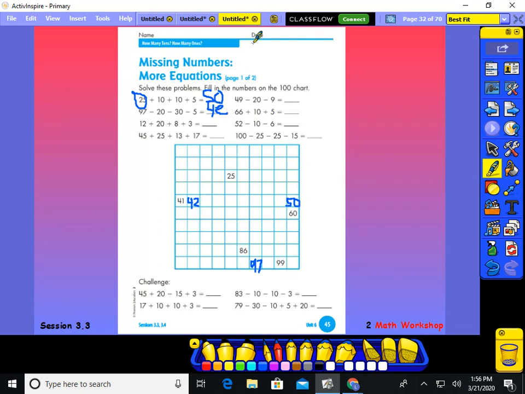Now, if I'm using skinnies and bits on a separate sheet of paper, when we subtract, we build the whole: 30, 40, 50, 60, 70, 80, 90, and 7 bits. 1, 2, 3, 4, 5, 6, 7.